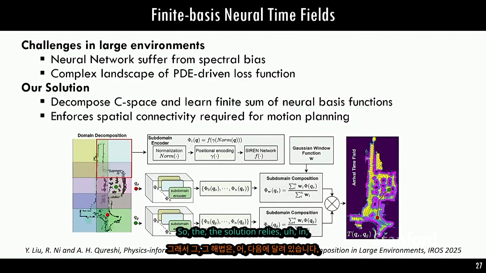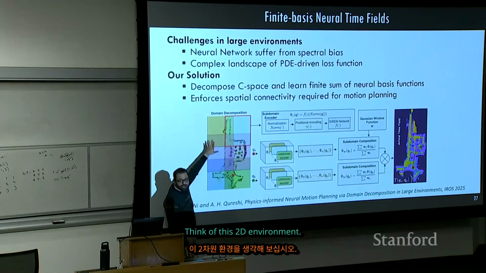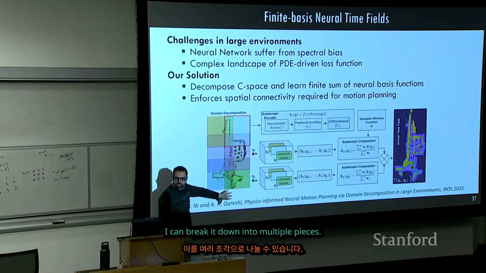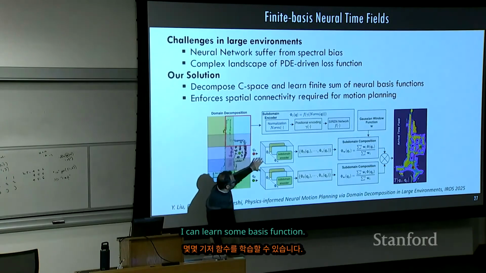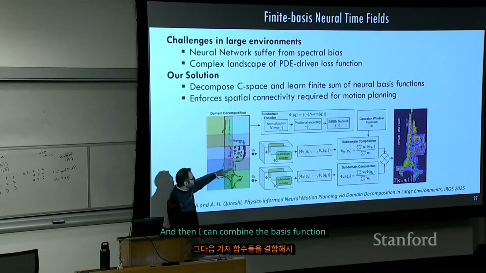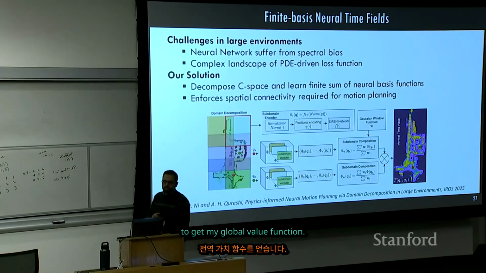The solution lies in classical PDE literature. If you study classical PDE literature, they used to represent a PDE solution as a sum of finite basis functions. So if each of these basis functions represents a manifold, then I can combine them to get my global trajectory. This is what we do. We decompose our problem; this is just for depiction, think of this 2D environment. I can break it down into multiple pieces, and for each piece I can learn some basis function. Then I can combine the basis functions to get my global value function.